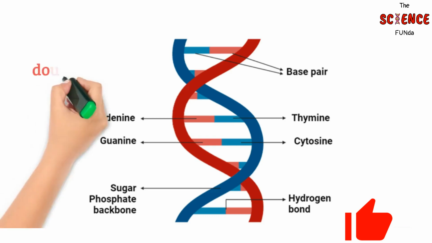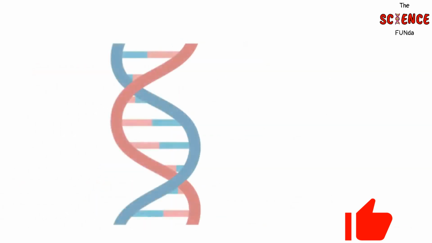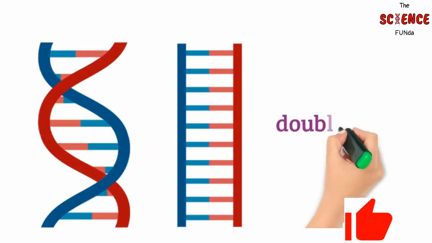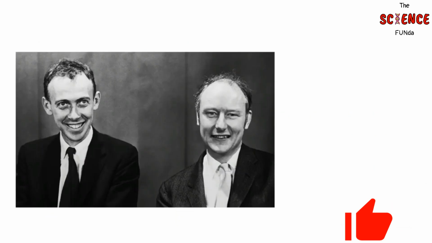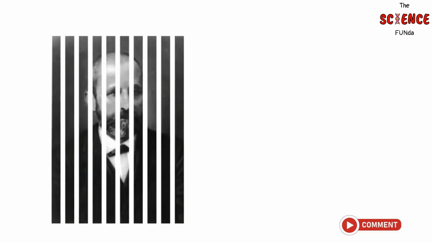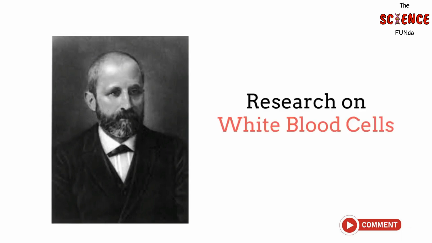It is double-stranded. DNA is made of two linked strands that wind around each other and resemble a twisted ladder, hence the structure is said to be double helix. James Watson and Francis Crick proposed the molecular structure of DNA which they termed the double helix. Let me tell you that Watson and Crick only discovered the structure of DNA. However, it was first recognized and identified by Johannes Friedrich Miescher in 1869 during his research on white blood cells.